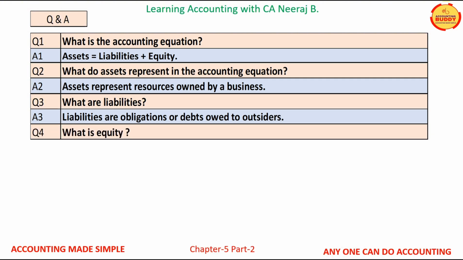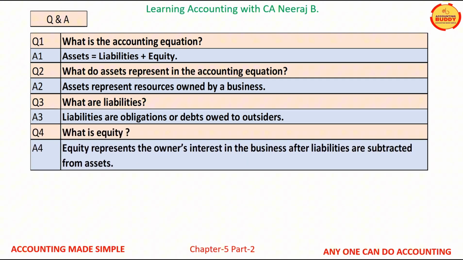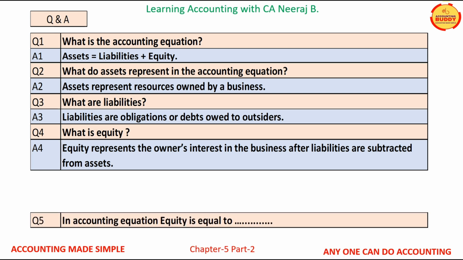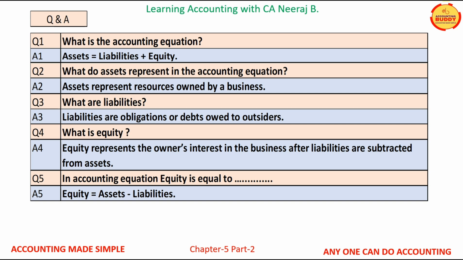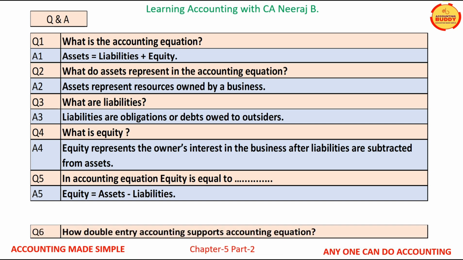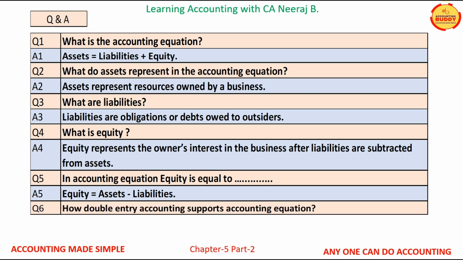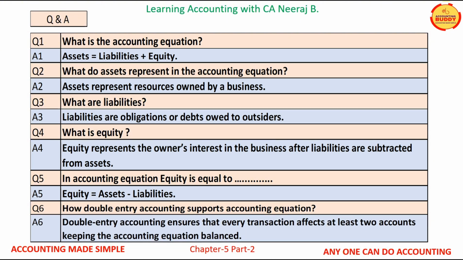Question number 4. What is equity? The answer is equity represents the owner's interest in the business after liabilities are subtracted from the assets. Question number 5. In accounting equation, equity is equal to, the answer is equity is equal to assets minus liabilities. Question number 6. How double entry accounting supports accounting equation? The answer is double entry accounting ensures that every transaction affects at least two accounts, keeping the accounting equation balanced.